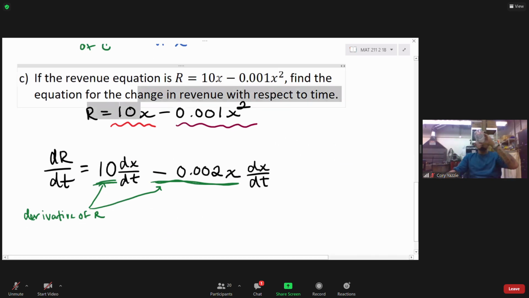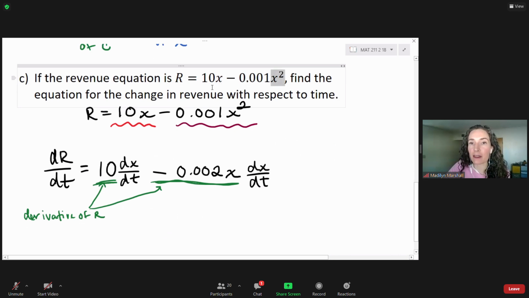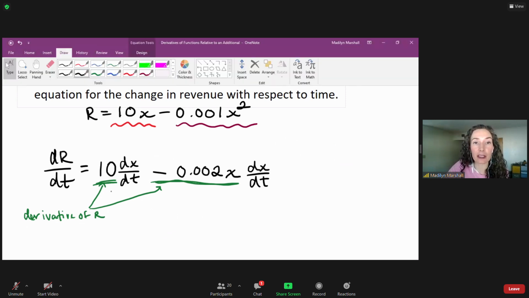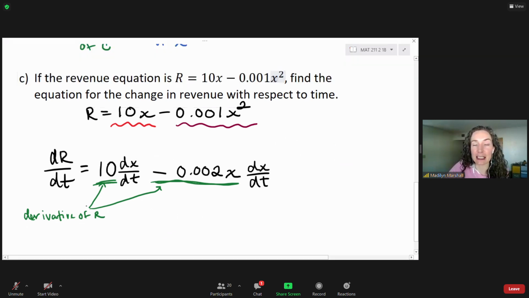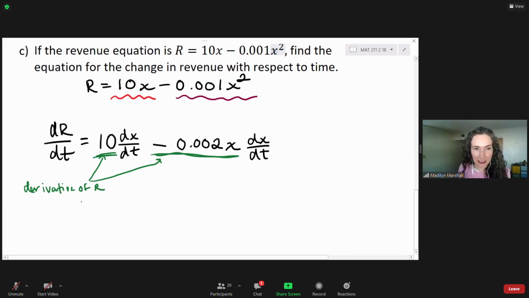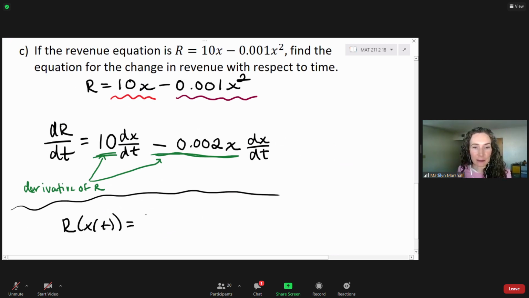So the x's in the revenue, cost, and profit equations will never have a t with them, but that's absolutely right. All of these x's in here are functions of t. So we could see it as, if we think of this as r of x of t, this is 10x of t minus 0.001 x of t squared, which is never going to be how it's written.